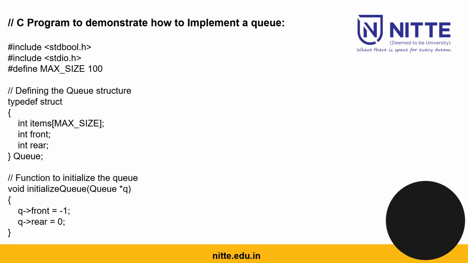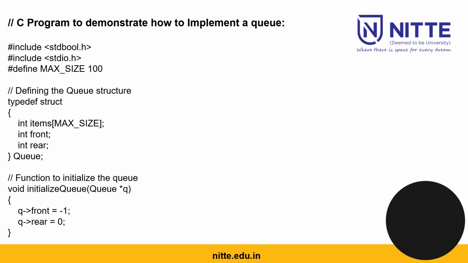And this array has front and it has rear. And this is what here? Our queue. So this is our queue structure. That means it is an array of size what here? 100, and it has a front end and it has a rear end. So this is how we have defined the structure of the queue.